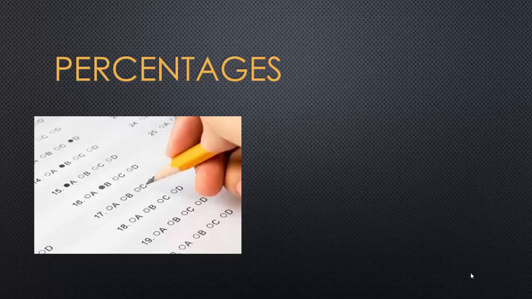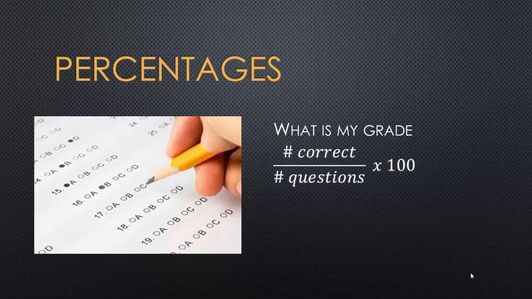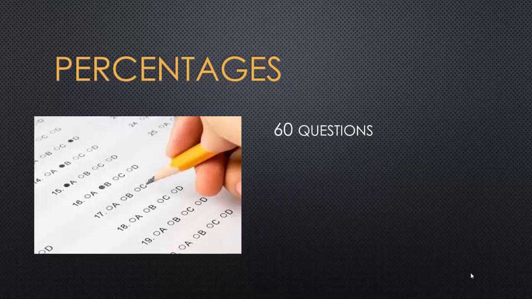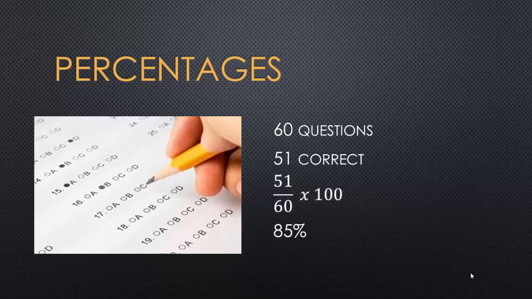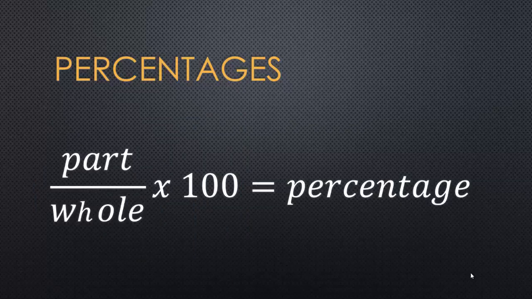Because you're high school students and you take exams. And when you get the exam back, the first question you ask is, what is my grade? If it was a multiple choice test, it simply becomes the number of correct answers divided by the number of questions multiplied by 100. And that turns out to be a percentage. So if you have 60 questions on the exam and you get 51 of them correct, you would put 51 over 60, number correct over the total number of questions, multiply that by 100, and you'd see you get an 85%.